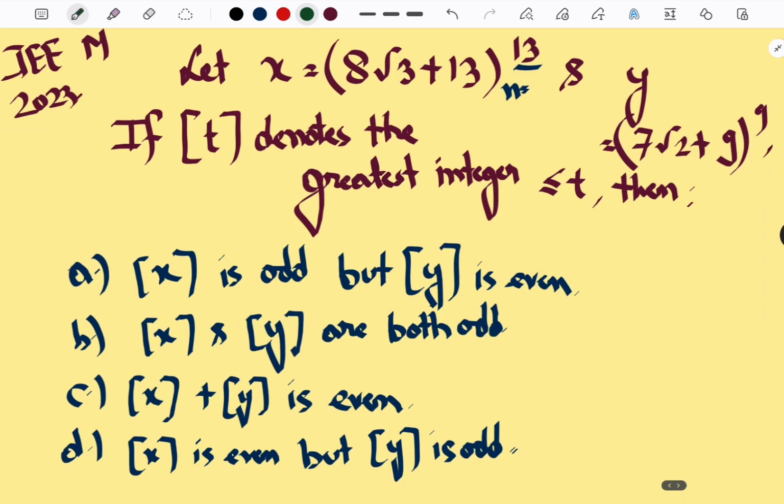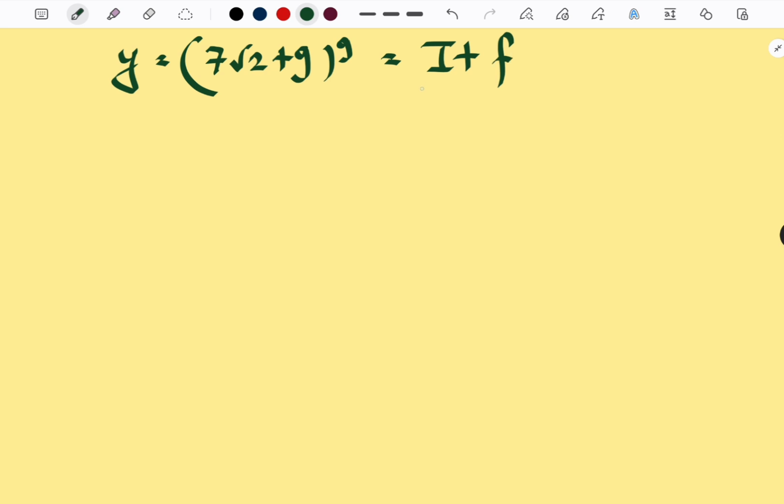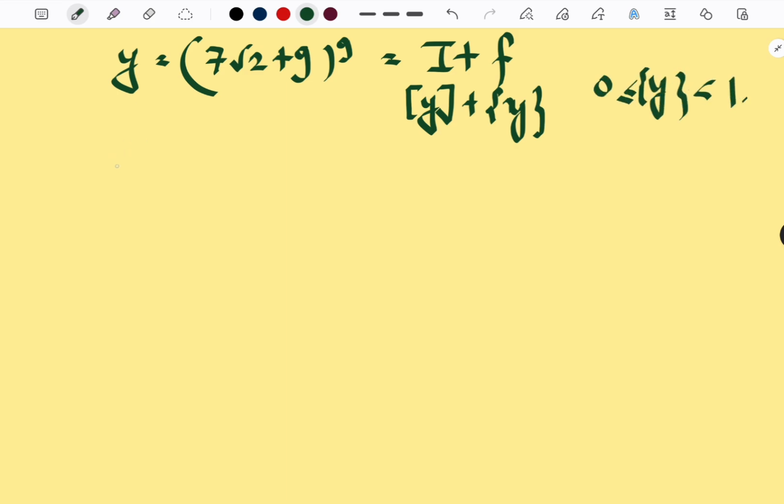Similarly, what was the question? The question said y = (7√2 + 9)^9, which is equal to I + f, where I can be written as the GIF of y plus the fractional part of y, which will always lie from 0 to 1. So in this case, what will I consider? y' = (7√2 - 9)^9, which I can say is greater than 0.